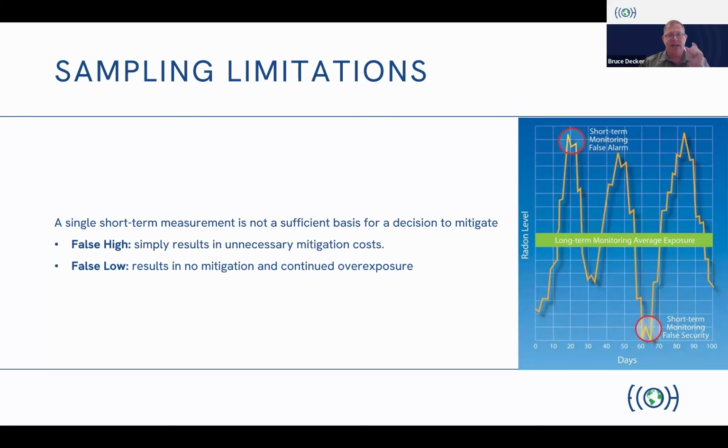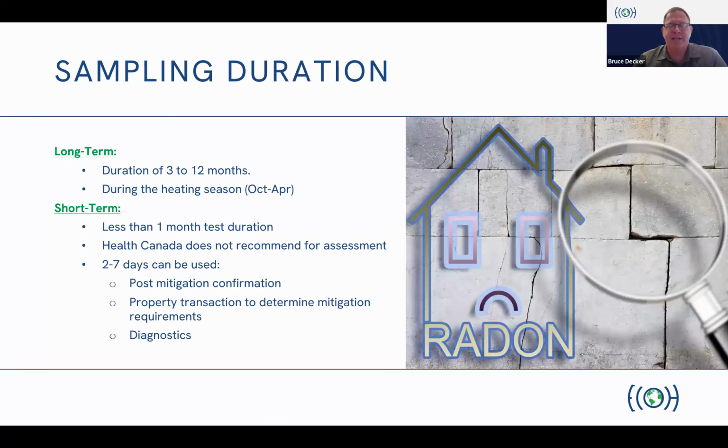So how do we fix that? Long-term testing. Health Canada prescribes that a long-term test is anything that's 3 months to 12 months. Okay. And it's typically conducted in the heating season, which is October to April, because in the heating season, windows and doors are closed. The temperature differential outside is higher, so that stack effect that pulls the radon in is stronger, right? And with fewer windows open, there's less fresh air diluting the building.